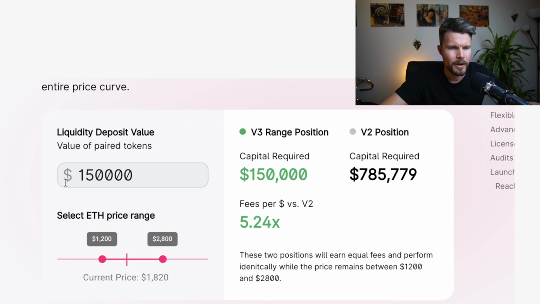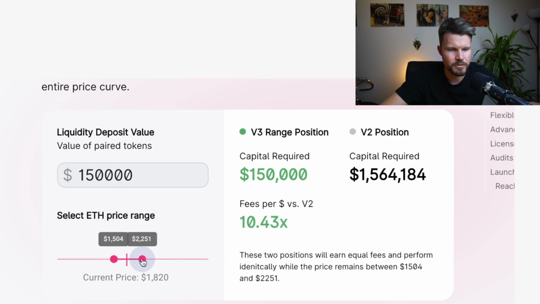So at the moment, with 150,000 US dollars of liquidity provided, you would actually need $785,000 on version 2 to earn the same amount of fees. So on version 3, you're earning 5.24 times more fees. But you can actually increase this factor by reducing this range. So let's say I bring this up to $1,500 and bring this down to maybe $2,000. And here I would actually be earning 12 times more than with version 2.